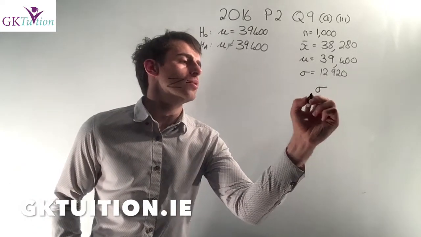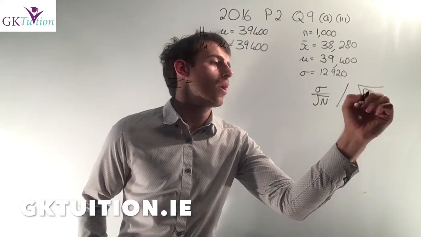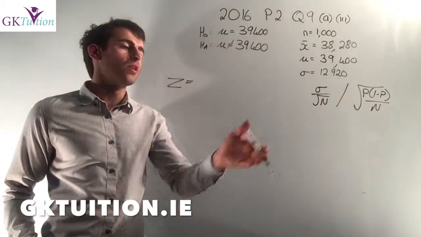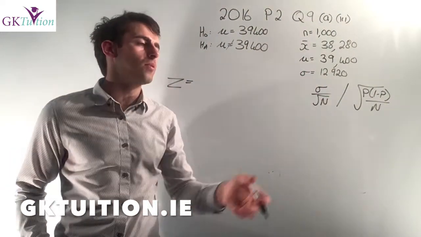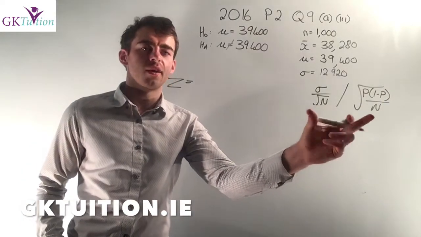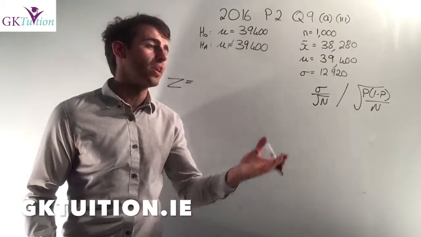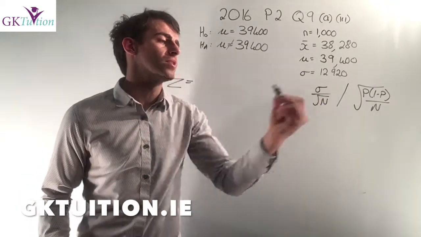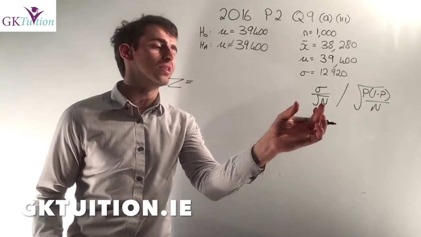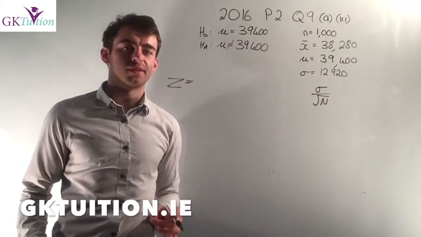So either we'll be using sigma over the square root of n, or we'll be using the square root of p times 1 minus p over n. So we just need to figure out, are we dealing with the standard error of the mean or the standard error of the proportion? Notice both of these are in our log tables on page 34. In this case, it's relatively obvious. We've been given a standard deviation, we've been given a sample mean, so clearly we're going to be using the standard error of the mean. So for this question, the proportion is irrelevant.